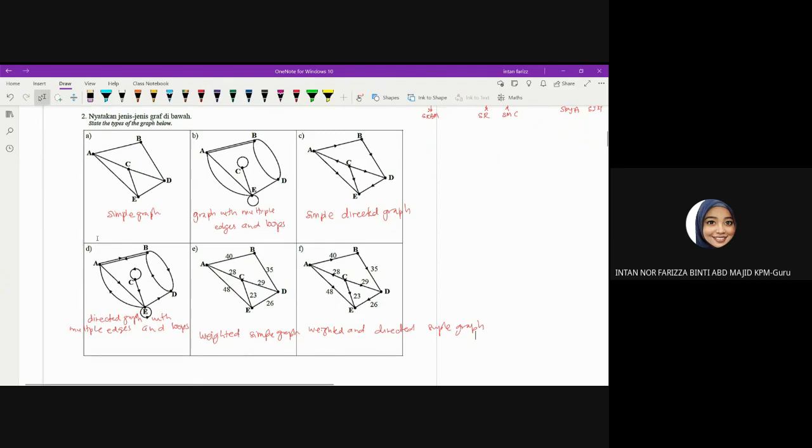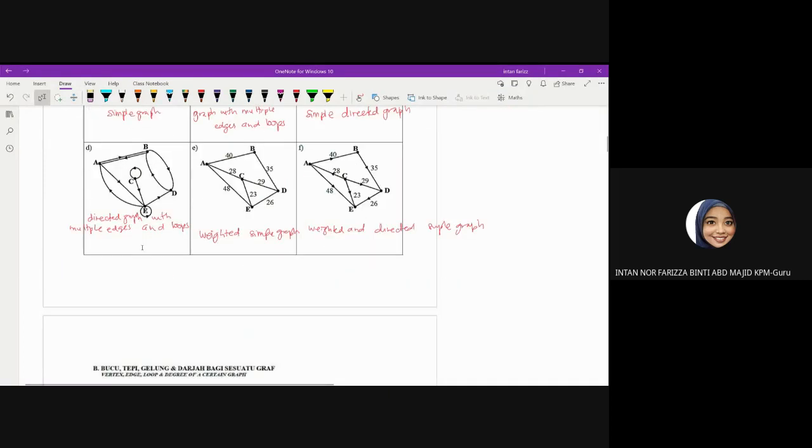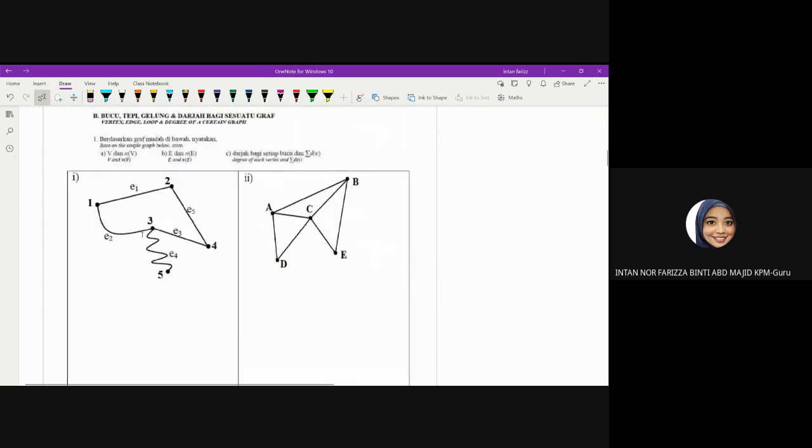Now let's look at the next one. If you haven't finished, later you can watch the recording because I need to go quickly. So these two diagrams are simple graphs. You look here, this is a simple graph. Why is it called a simple graph? Because there are no loops and no multiple edges.